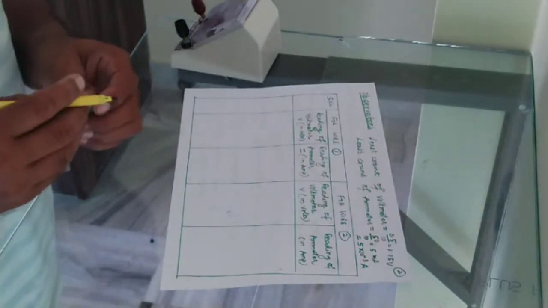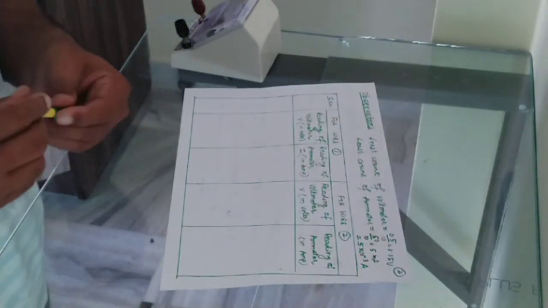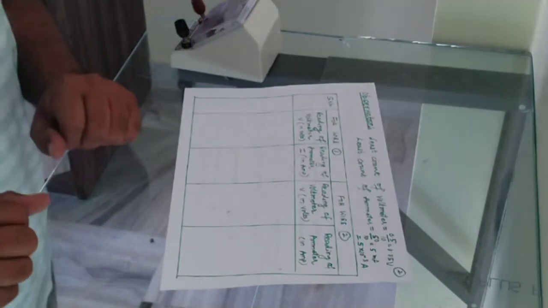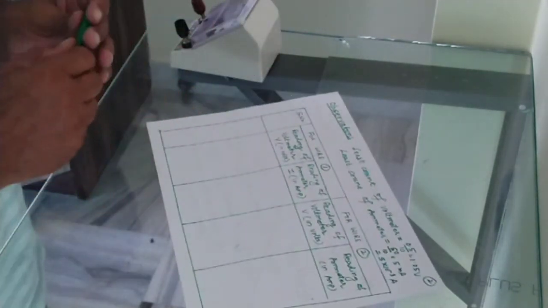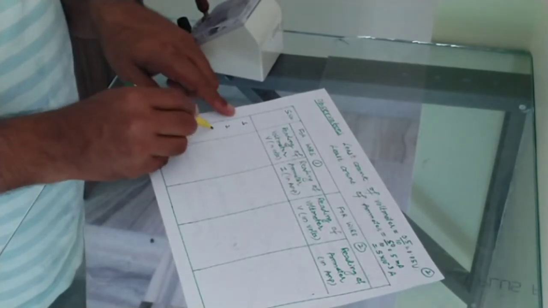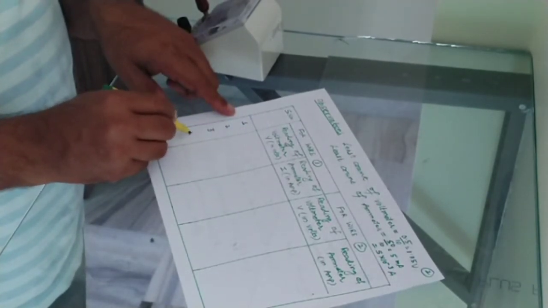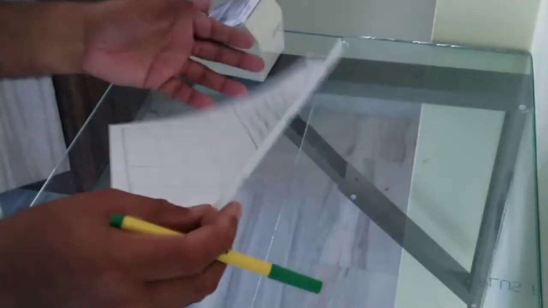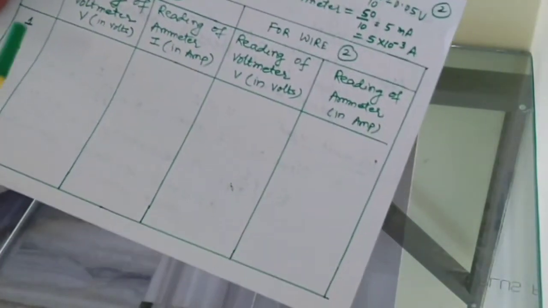So my first work is to determine the least count of the voltmeter and ammeter. Now I have to take at least 5 sets of readings for the two wires. So I mark them as 1, 2, 3, 4, 5 in the observation table, and you can see the observation table very clearly. I bring it close by.